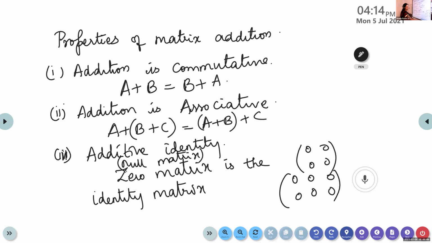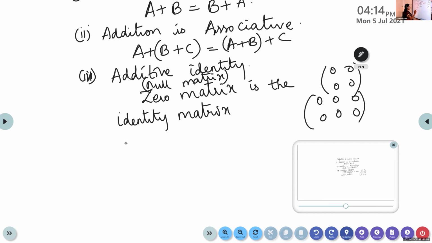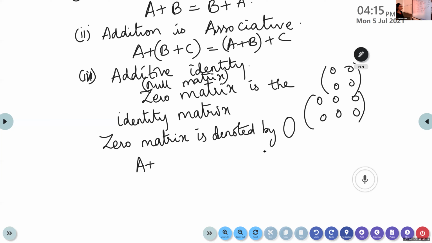The 0 matrix is denoted by O, the capital letter O. It is not the number 0. O means all the elements are 0, 0, 0, 0. So that A plus O is equal to O plus A is equal to A.